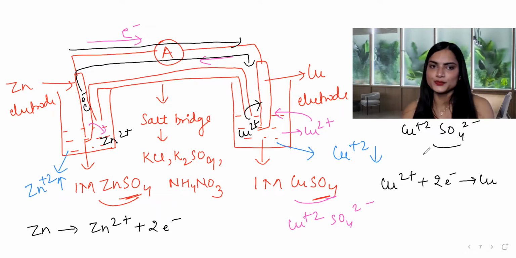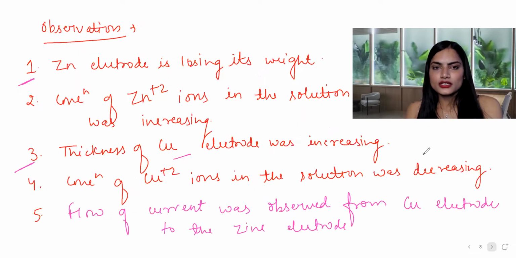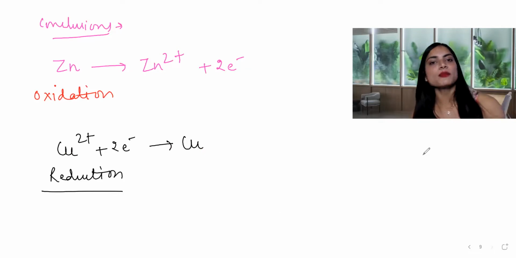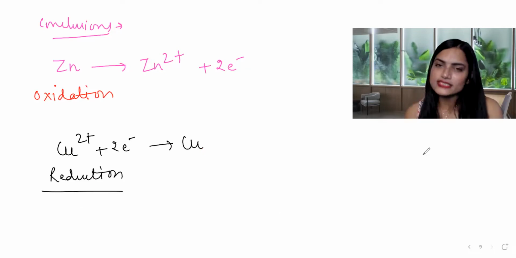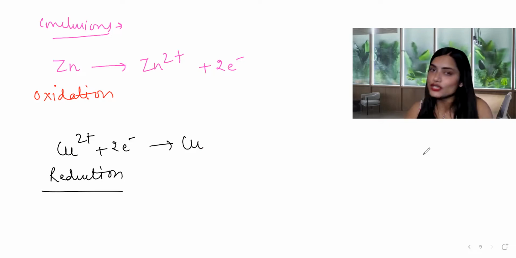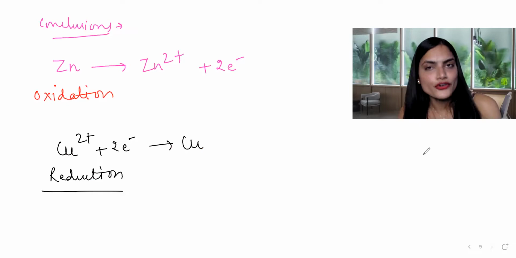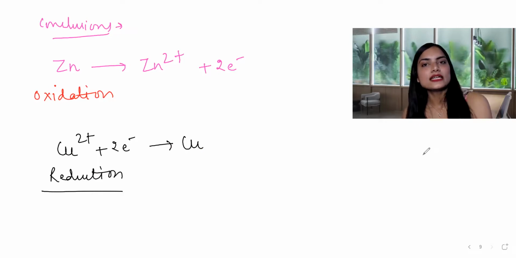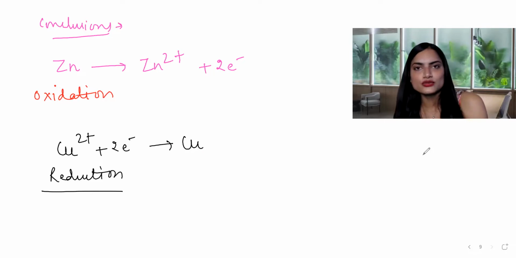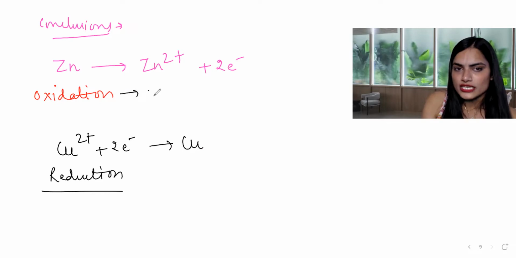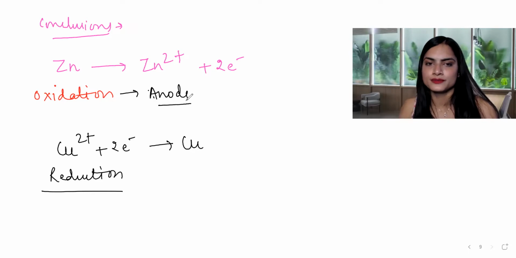I hope I'm clear to you. So yes, oxidation is taking place at the zinc electrode and reduction is taking place at the copper electrode. And we all have studied this in redox reactions in class 11th, that oxidation takes place at which electrode, anode or cathode? Anode. At anode, oxidation takes place.